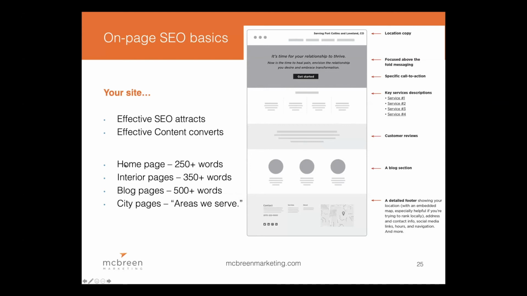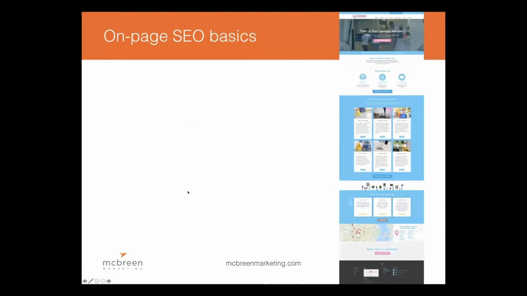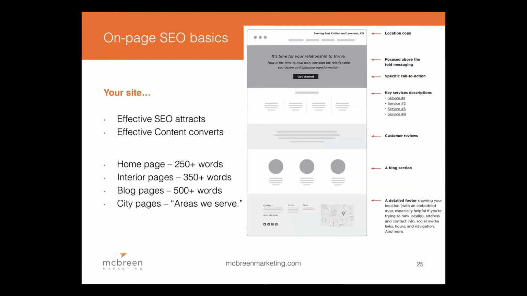So my general rules are homepage, at least 250 words, preferably more. Your interior pages start at 350 and maybe go beyond. If you're doing blogs, 500 words minimum. I usually recommend more than that.